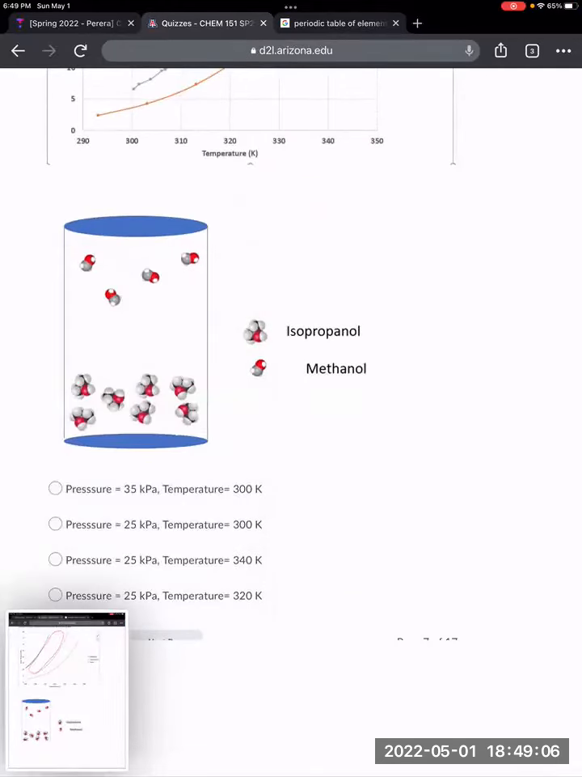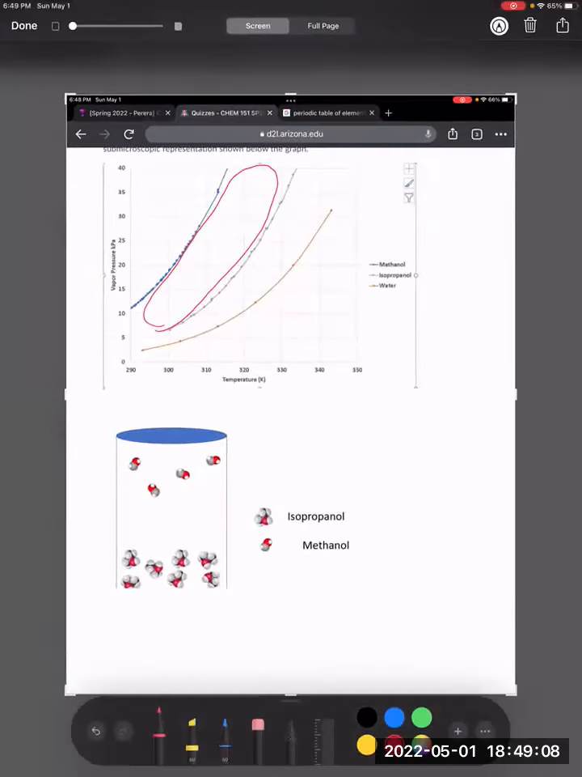Let's say pressure 35 and 300 K. 35 kilopascals of pressure is over here, and 300 K temperature would put us at this point. Let's say A. In this case, both species should be in the gas phase, because with respect to methanol and isopropanol, you are below the curve. That means you should be in the gas phase. So that is out.